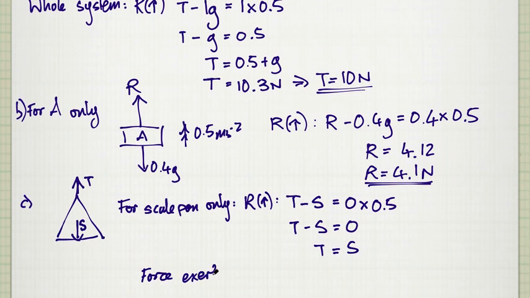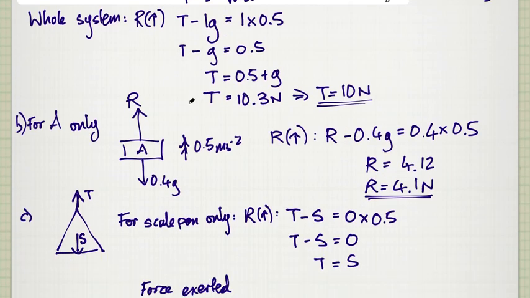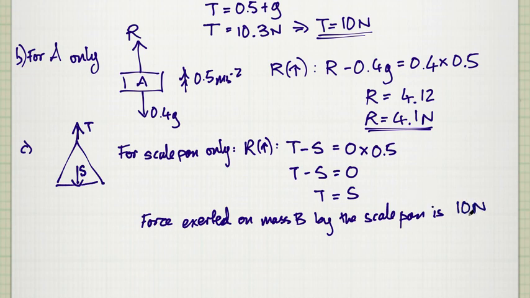So force exerted, it's just difficult to get the phrasing right of this, on mass B by the scale pan. So that is a force of 10 newtons, again rounding to two significant figures. That's using the same as from part A. And we need to consider whether this is upwards or downwards. The force exerted on mass B by the scale pan is actually the force acting upwards. So that is 10 newtons upwards for the final answer there.